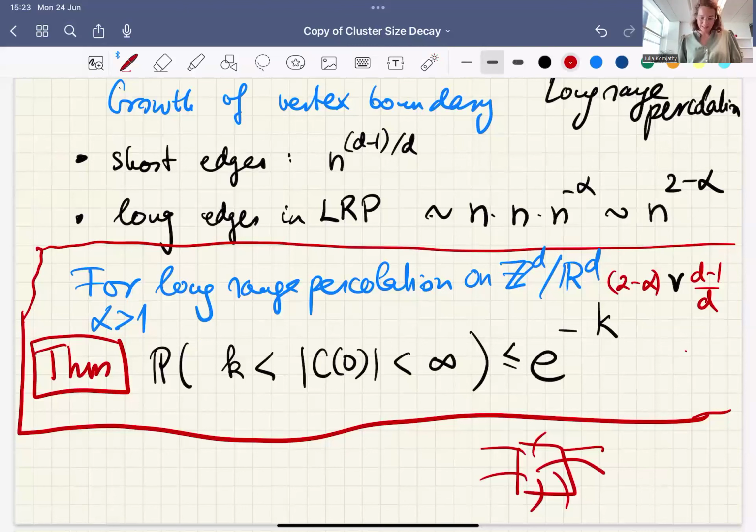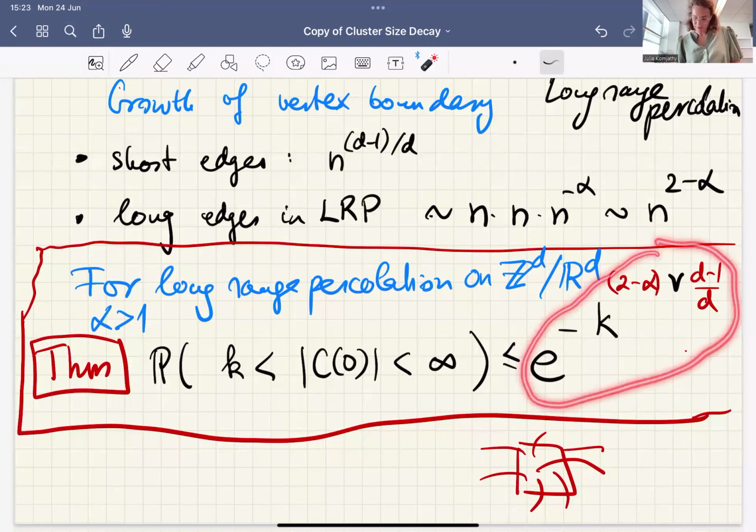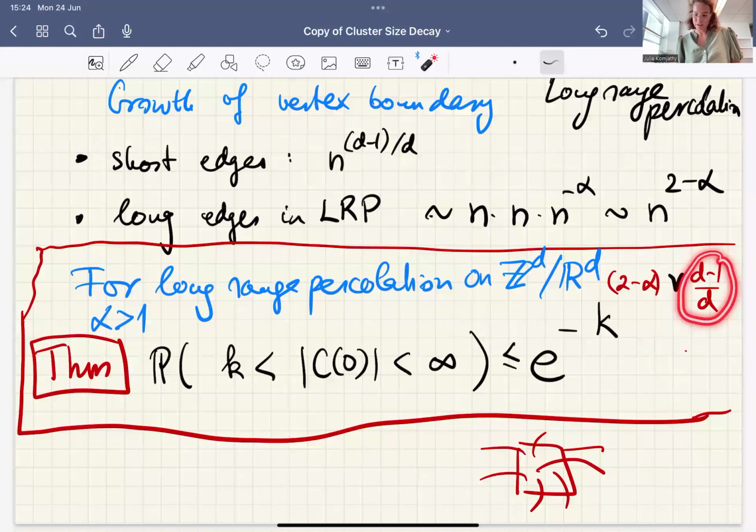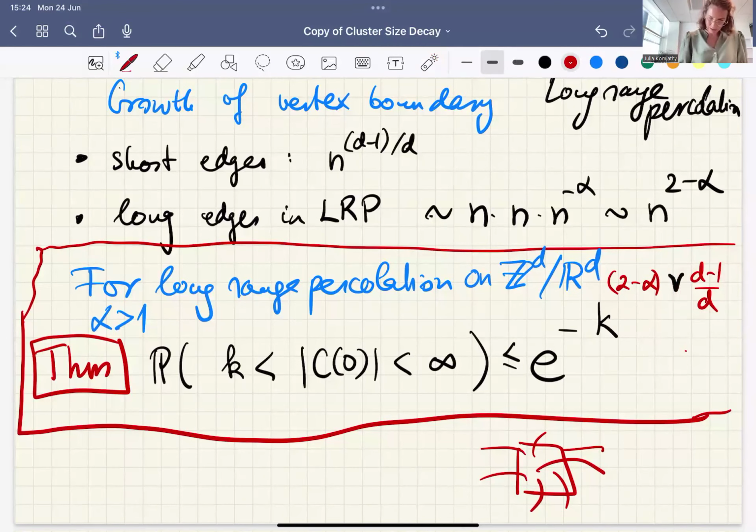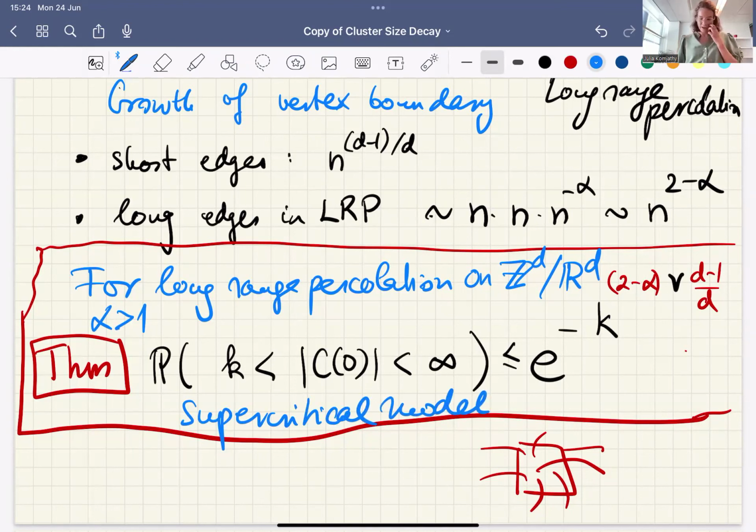So here is our first main theorem for long-range percolation on Z^d or on R^d, whichever you want. We fix alpha larger than 1, and we ask about the cluster size decay: the probability that the origin is not in an infinite component and its component size is larger than k. This is decaying stretched exponentially as before, but the exponent is no longer just (d minus 1) over d; it can also be 2 minus alpha, whichever is bigger. So it's k to the 2 minus alpha if 2 minus alpha happens to be larger than (d minus 1) over d, and otherwise the surface tension stays at (d minus 1) over d. I forgot to say the main condition, that of course the model needs to be supercritical. Okay, so this is one main theorem.